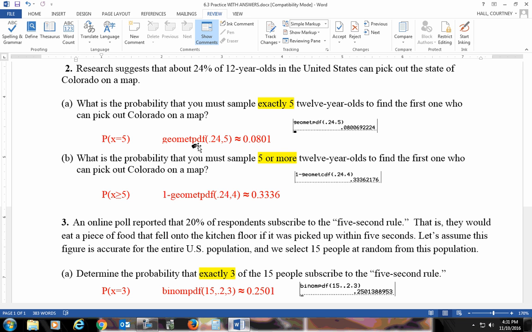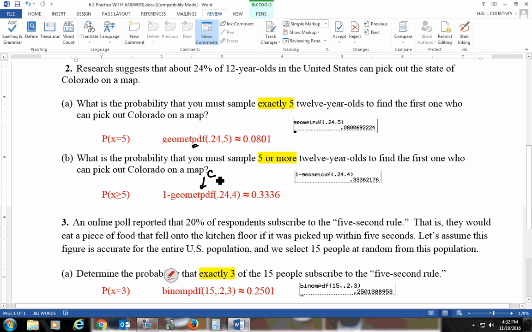Okay, part B. What is the probability that you must sample 5 or more 12-year-olds to find the first one who can pick out Colorado on a map? So 5 or more would be the probability of X being greater than or equal to 5. There's not a way on our calculator to use the geometric PDF to get greater than. It only does below. And what I have written on the worksheet is actually wrong. Sorry about that. Change this right here to a C, because we actually need to do 1 minus the geometric CDF.